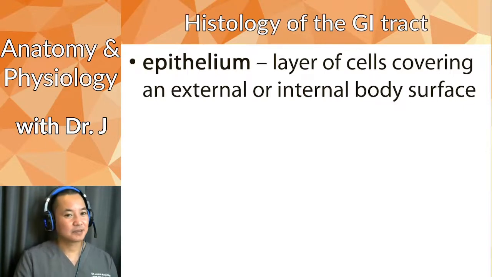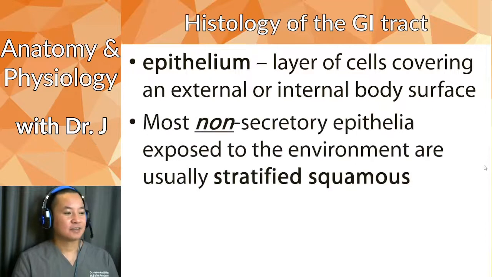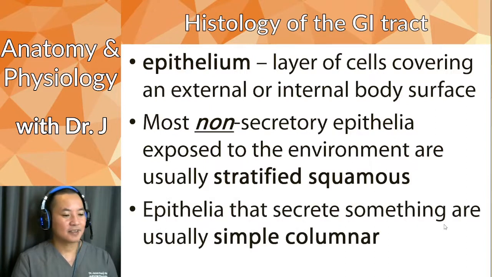So, epithelium is some sort of layer of cells that covers either an inner or outer body surface. Now, along your entire GI tract, epithelia fall into either one or two categories for the most part. So most non-secretory epithelia, meaning that they don't produce some sort of secretion onto the inner surfaces of your GI tract, tend to be stratified squamous. And epithelia that secrete something, the secretory epithelia, tend to be simple columnar.